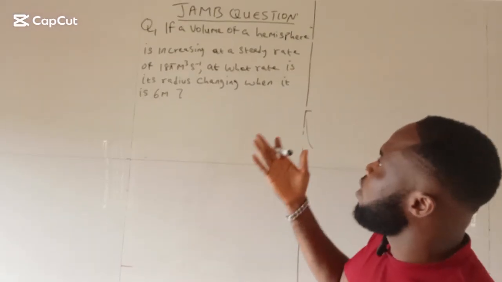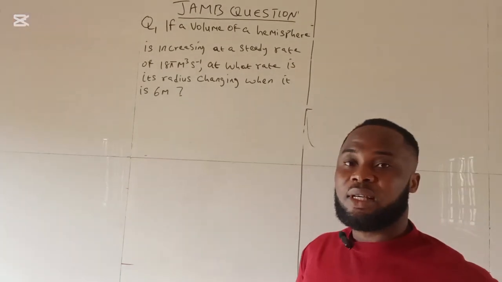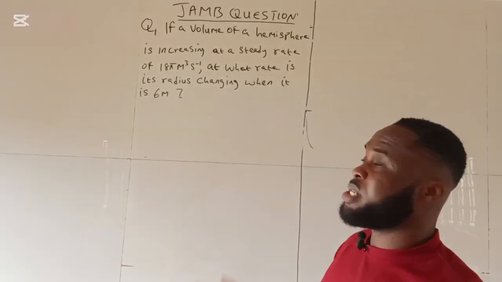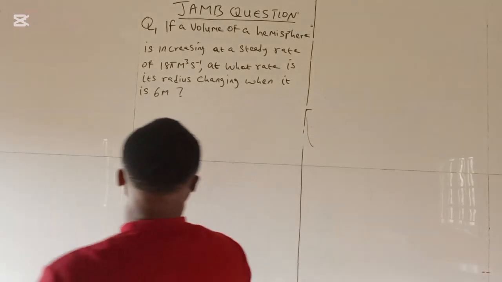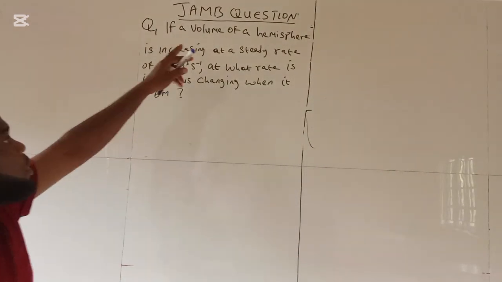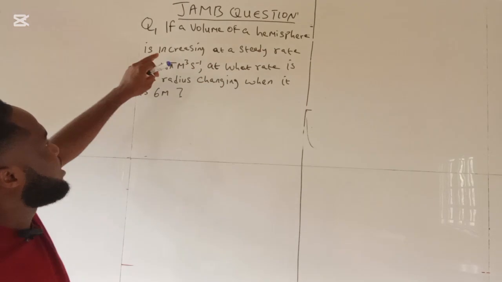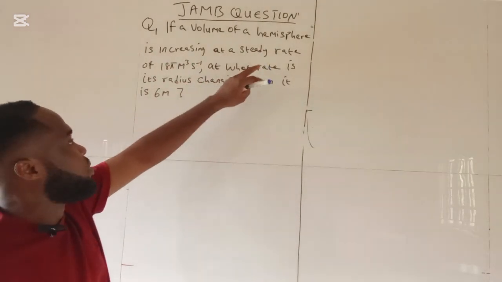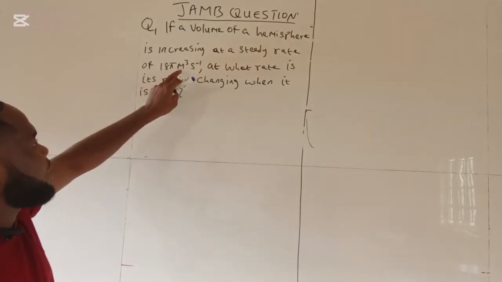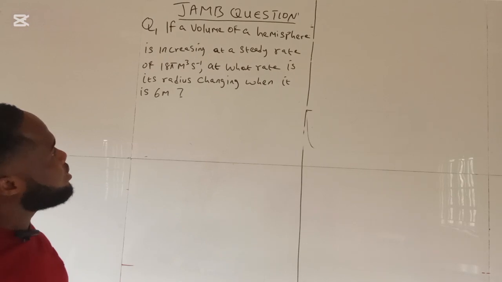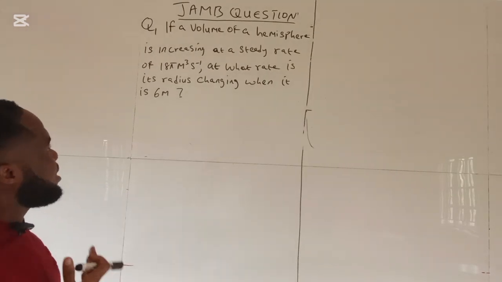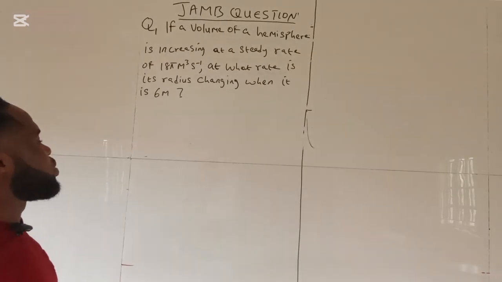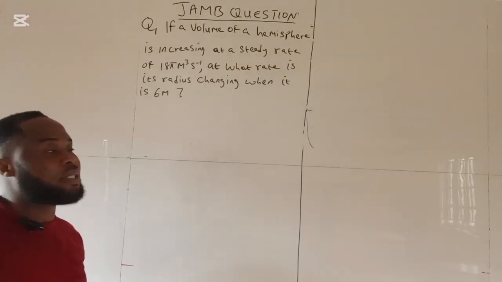Now, what we have on the board is a typical example of a JAMB question. And it says: if the volume of a hemisphere is increasing at a steady rate of 18π m³ per second, at what rate is its radius changing when it is 6 meters?